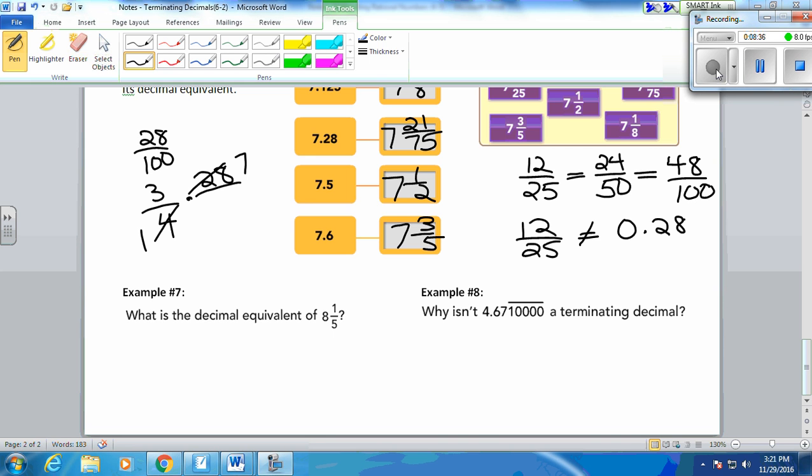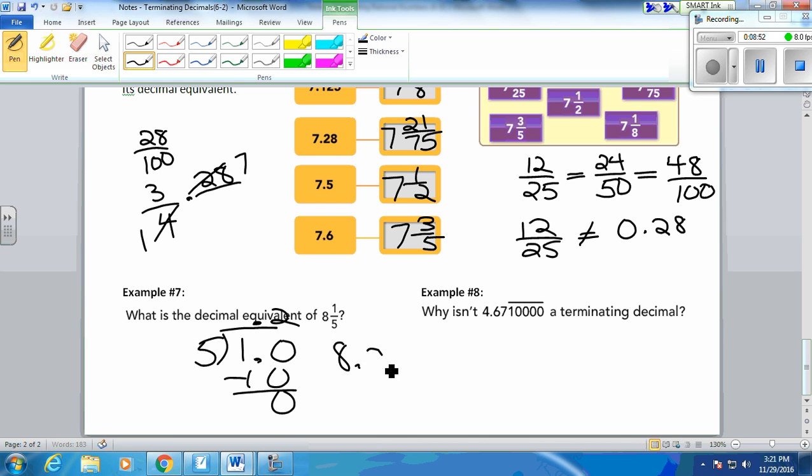Okay, so number 7 says, what is the decimal equivalent of 8 1/5? So again, you're just going to be going 1 divided by 5. So I have to make sure I have my decimals here. 10 divided by 5 is 2, and that will end up being 0. So my answer will be 8 2/10.